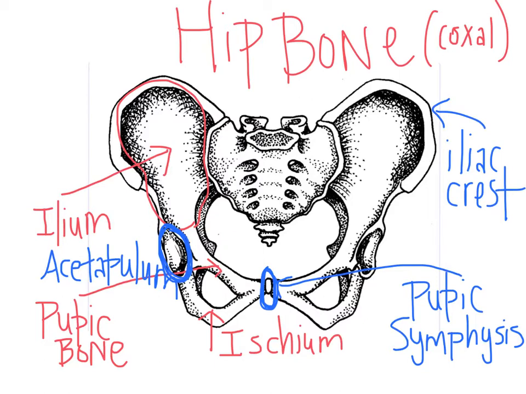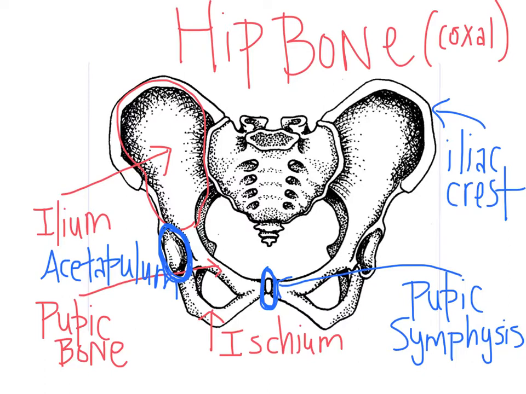Remember, in class we talked about how during childbirth and labor, in order to get the baby's head and body through the vaginal canal and the opening, this has to give a little bit. So that is the pubic symphysis. That is just a cartilaginous joint that's right here at the front.